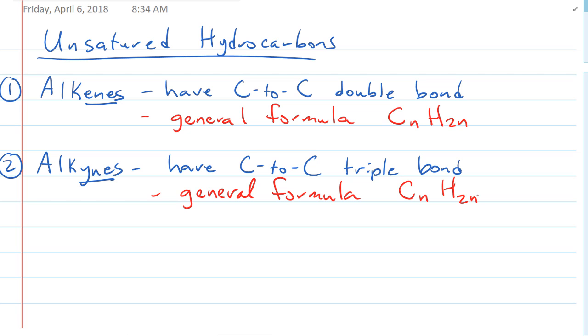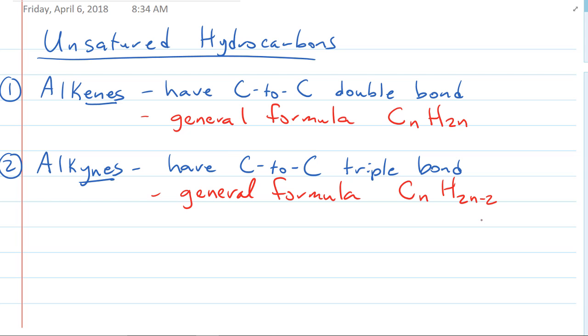So we open this up. We now have a carbon-to-carbon double bond. We put it back here, a triple bond is going to take away how many hydrogens? 2. So this is going to be 2n minus 2. So if you learn that the alkanes are CnH2n plus 2, the alkenes are CnH2n, then the alkynes are going to be CnH2n minus 2, as far as the general formulas go.